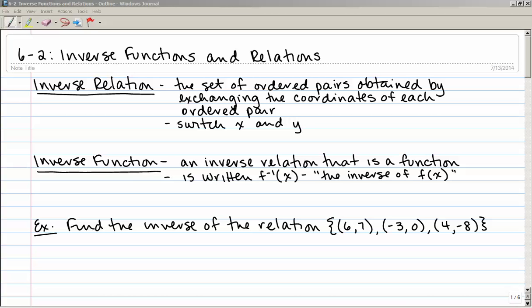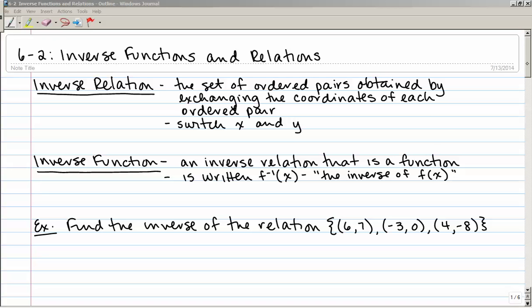An inverse function is an inverse relation that is a function. In other words, it meets all the criteria of being a function, not just a random set of ordered pairs. We write it with this notation. It looks like f negative 1 of x, but it's not f to the negative 1 times x. We say that that is the inverse of f of x. This negative 1, if you remember that from the inverse sine and cosine, is just a notation that means the inverse. So f negative 1 of x is read as the inverse of f of x.